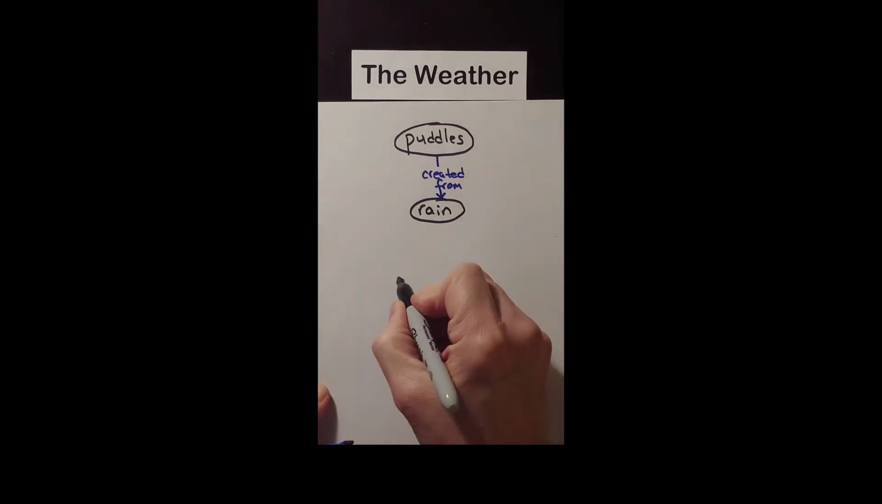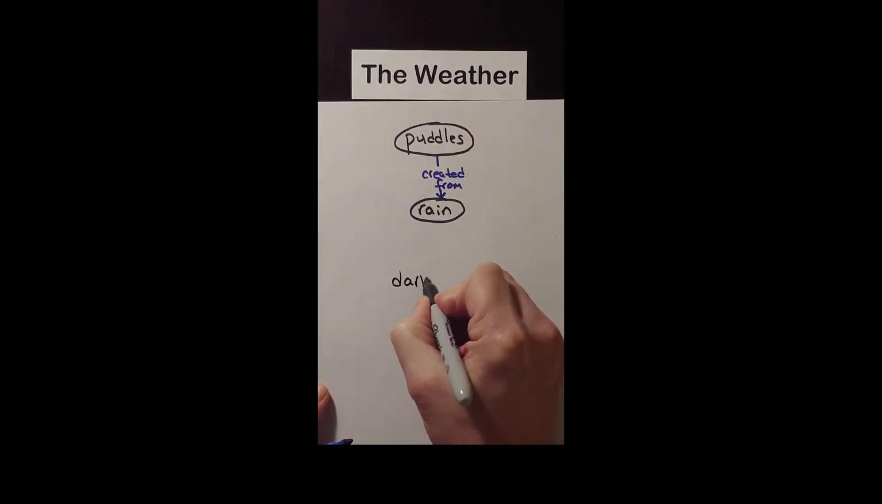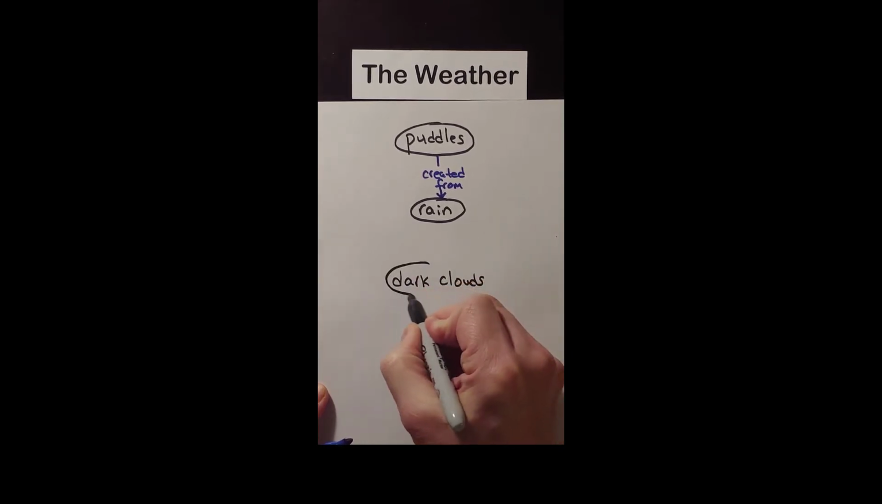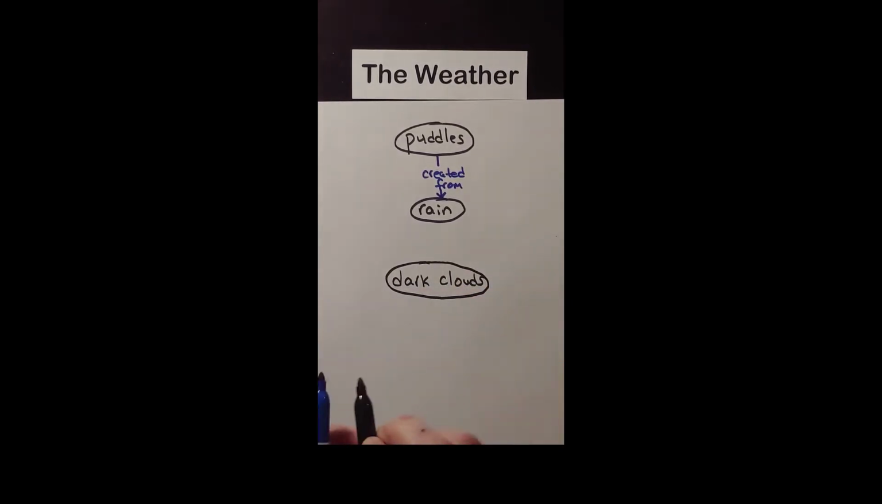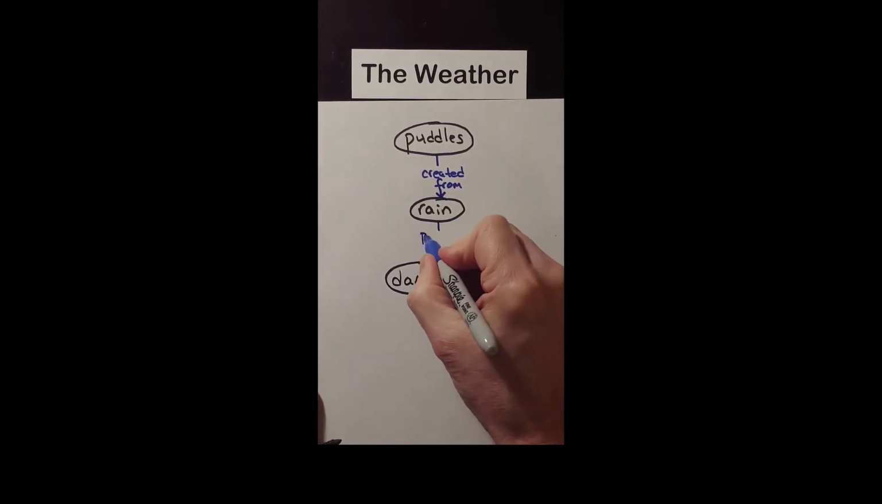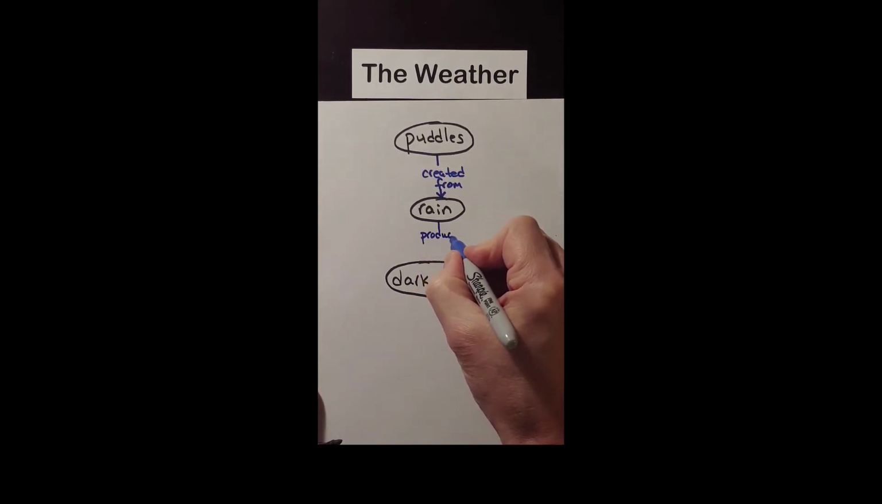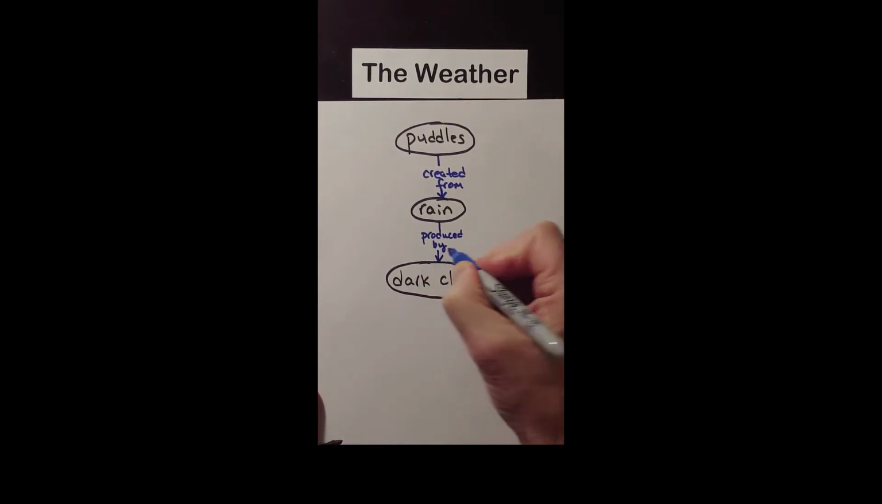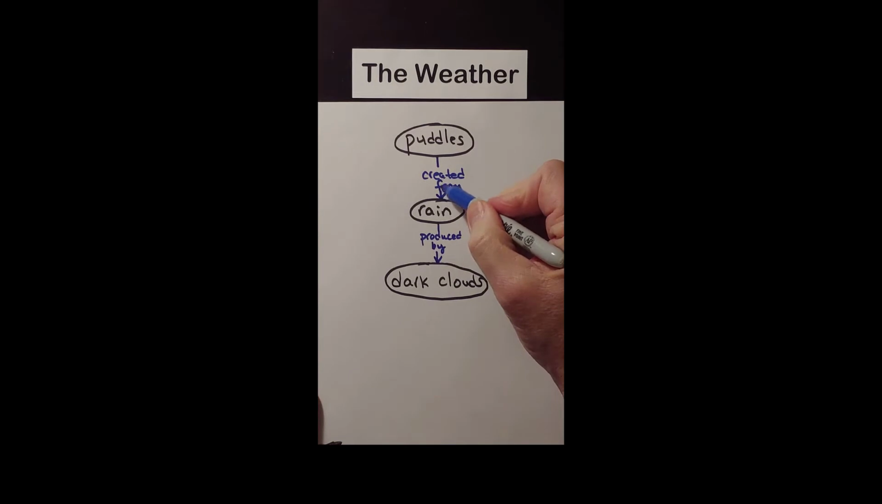And then we write down below here, dark clouds, like this. And again, we'll put a circle around it because it's a concept. And then we write in here the linking word. In this case here, it is produced by dark clouds. And notice the arrow. The arrow shows the logical flow in which these concepts are going to flow together. All right, so that's how we create the concept map on paper.